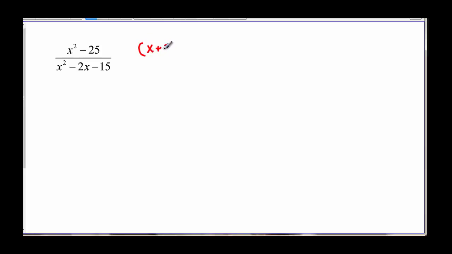So x plus 5 times x minus 5 would be x squared minus 25. Remember, that's a difference of squares. And on the bottom, factors of 15. I just need the factors of 15 because it's an x squared first. So factors of -15 that will add up to -2 sound like, again, 3 and 5, but this time we need it to be a -5 and a +3.